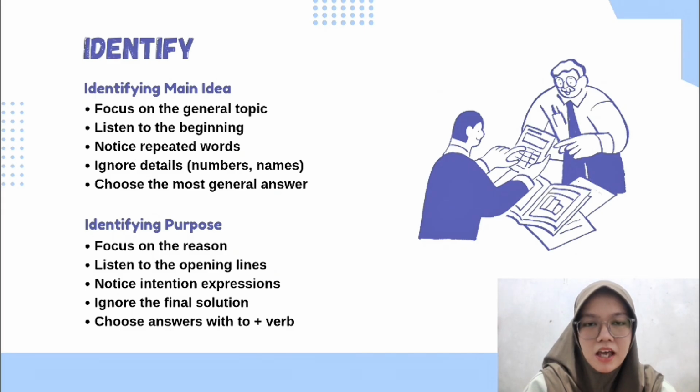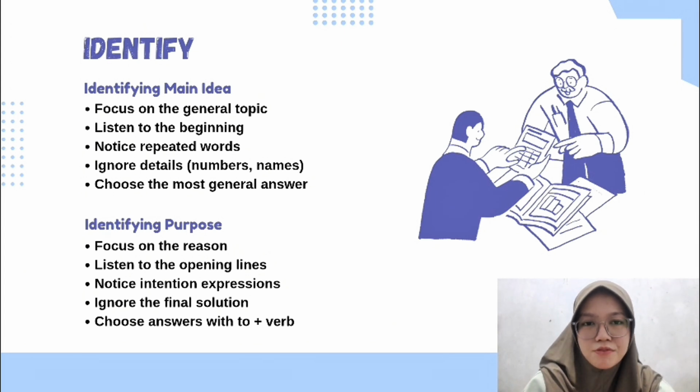Identifying main idea. In TOEIC listening, the main idea focuses on the general topic of the conversation. So, don't focus on small details right away. What you are looking for is the big picture. Listen carefully to the beginning of the conversation because the main topic is usually mentioned here. If you hear repeated words or ideas, that is often a sign of the main idea. Details like numbers or names can be ignored because they are not the main point. When choosing an answer, pick the most general one, not the one that is too specific.